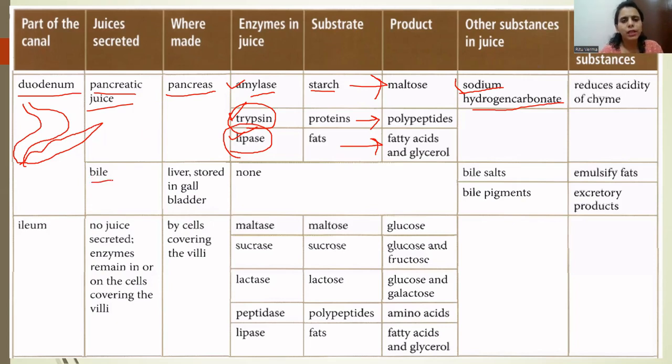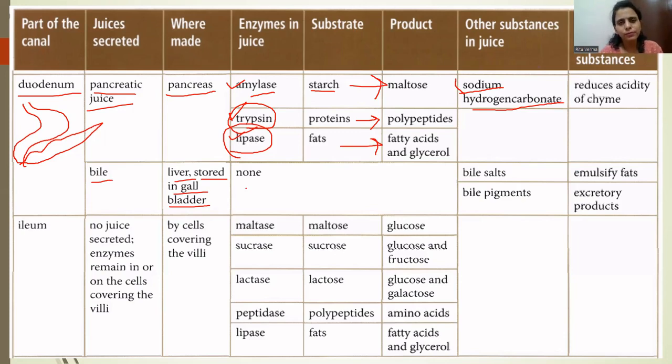The next one is bile juice. This bile juice is produced by the liver and it is stored in the gallbladder. It is temporarily stored in the gallbladder. And in bile juice, no enzymes are present. Bile juice actually helps in the mechanical, or you can say physical, breakdown of the food.